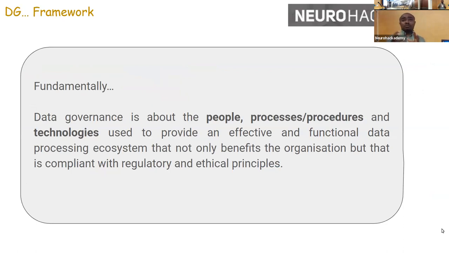But what I tell people is that fundamentally data governance is about the people in the data pipeline, the processes that you set up, and also the technologies that you establish to make sure that there's a functional data ecosystem that not only is functional for your research, but also complies with the law and ethics. And that's where ethics and the law come in.